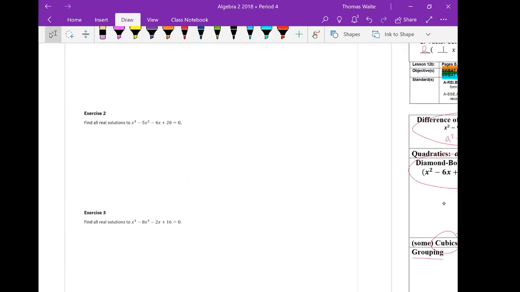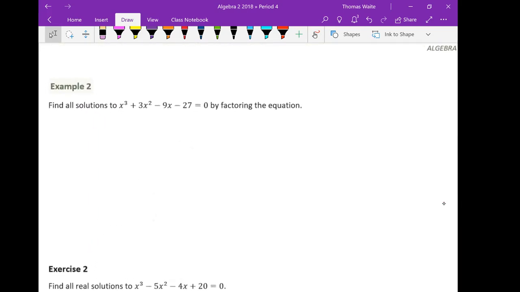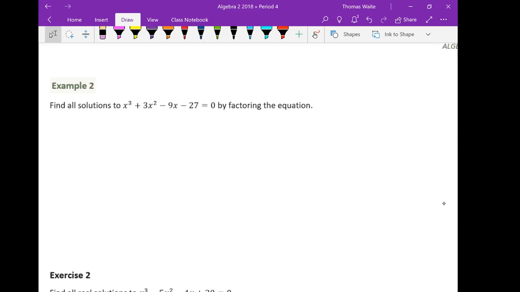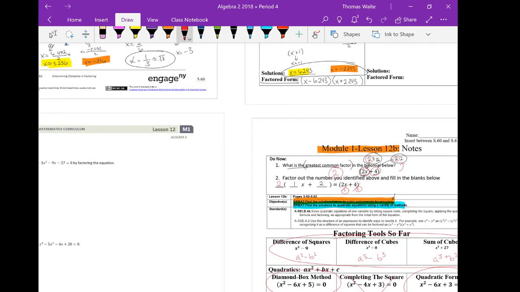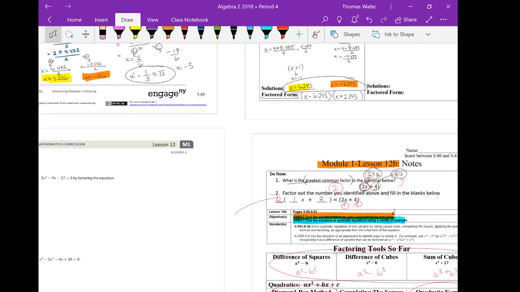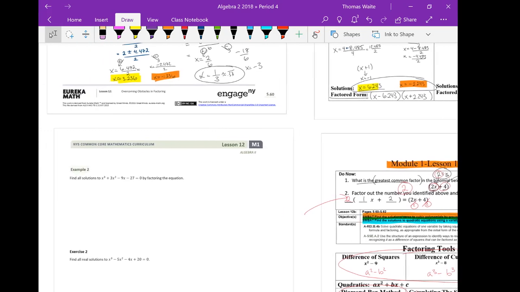Example 2 in this lesson we're going to talk about. So we want to factor this, but we can't seem to use any of our normal methods. So what we're going to do today is see if we can group together our terms to find some common factors and then pull them out, just like we pulled out a factor of 2 from the binomial in the activity.